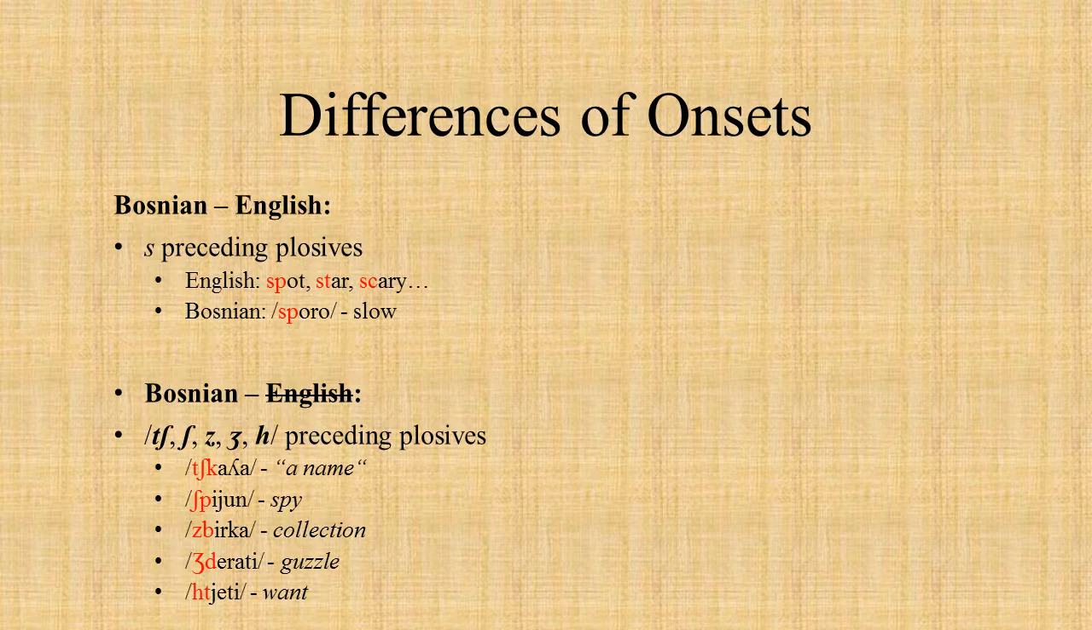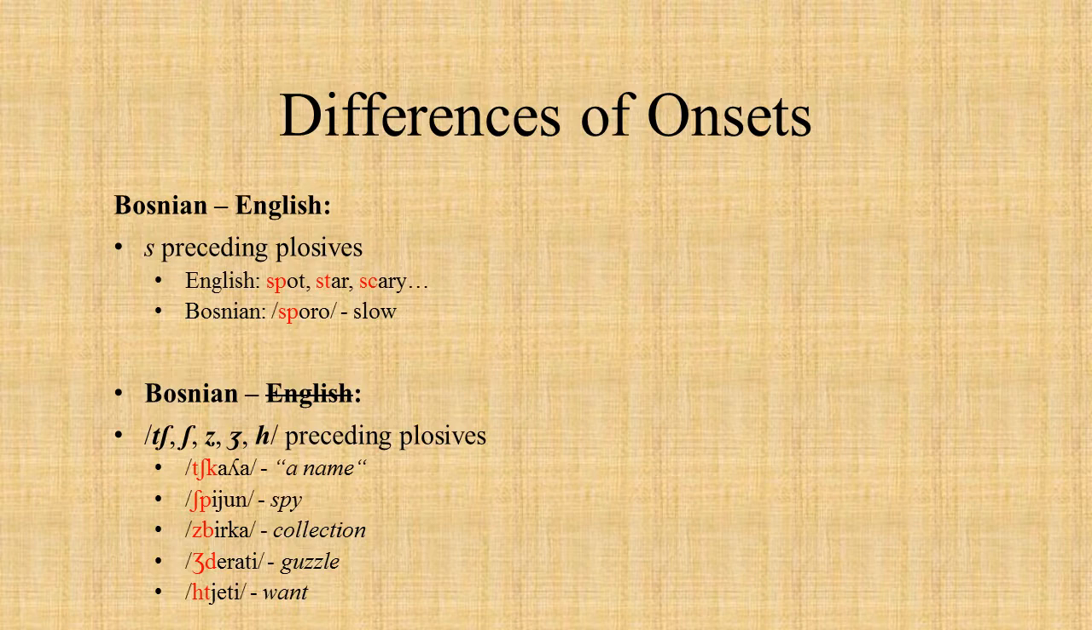able to do so. The name Čkalja, which is not the Bosnian translation for the word name in English, but rather a regular surname, shows that the plosive k can be preceded by ch. In the Bosnian word špijun for spy, the plosive p is preceded by the voiceless post-alveolar fricative sh.